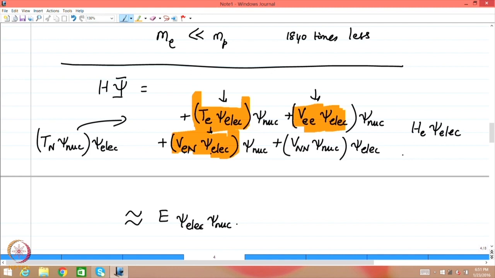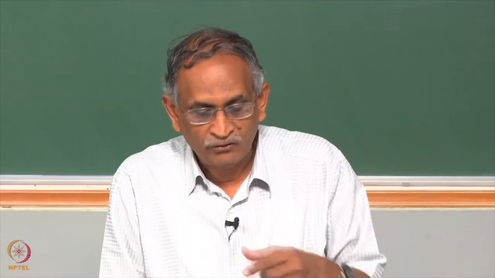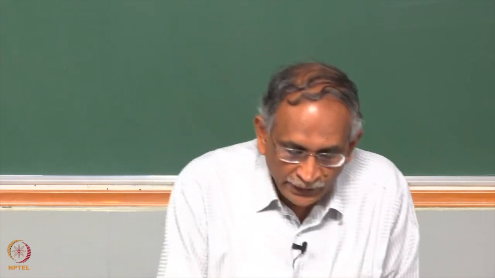And what does it give? It gives you EE, a function of the nuclear positions R1, R2, RN times psi electronic. Therefore, we substitute that and then solve the rest of the problem. The rest of the problem contains the nuclear.